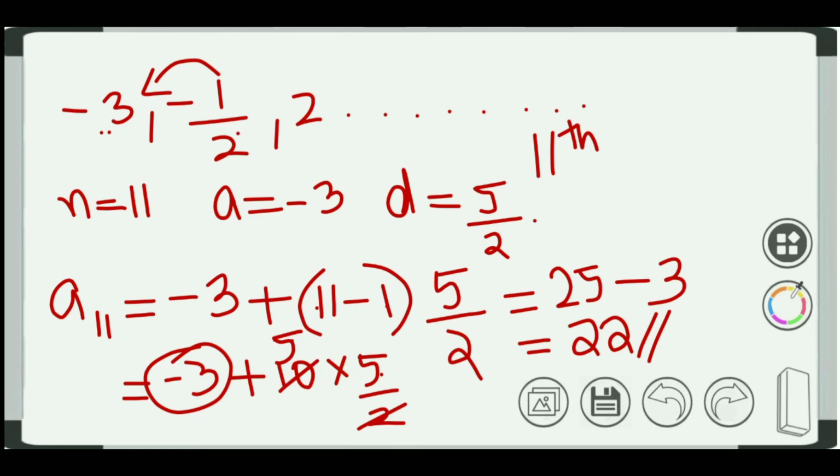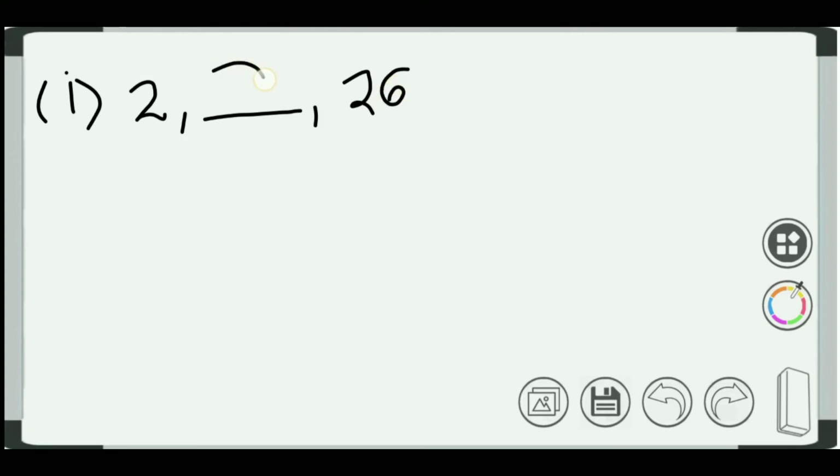Okay, now come to the third question. Here, in the following APs, find the missing terms in the boxes. So we need to find the missing terms. First question: they have given the first term 2, the second term is not there, and the third term is 26. What we need to find here? We need to find the second term.